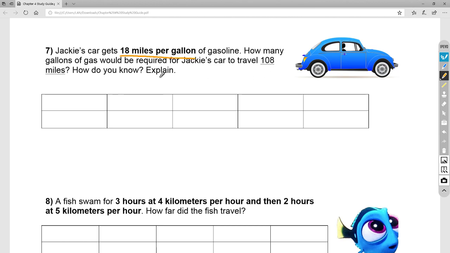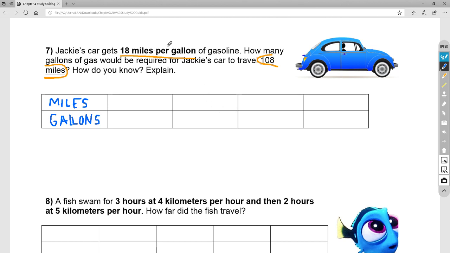How many gallons of gas would be required for Jackie's car to travel 108 miles? So we're focusing on miles. So miles will be the top of our table. Then on the bottom would be your gallons. Then again, the first column is going to be the information they gave us.